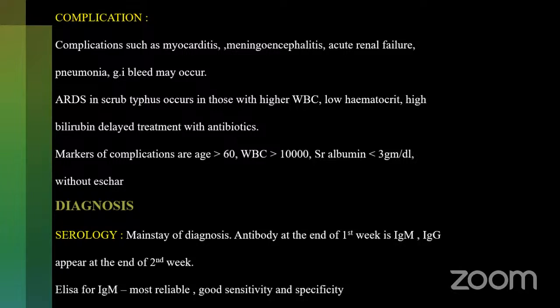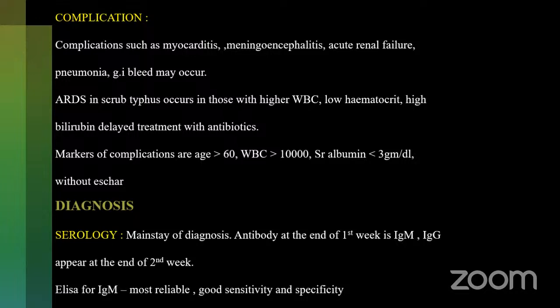Other markers of complications are age, that is, any age more than 60, WBC counts more than 10,000, or serum albumin less than 3 grams per deciliter. And also, patients who present without an eschar, these could be markers of potential complications.